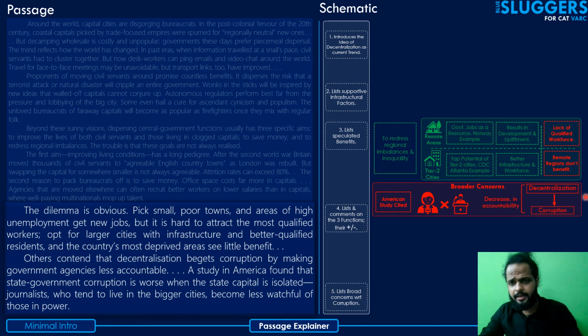So all in all, in the last two paragraphs, what the author has done is, first of all, he talks about the dilemma relating to deciding on the final location of these government agencies. Should they be remote areas or should they be tier 2 cities? And then he has finally talked about the broader concerns of how this decentralization, according to some people, can lead to corruption. Okay, so that's your last two paragraphs.